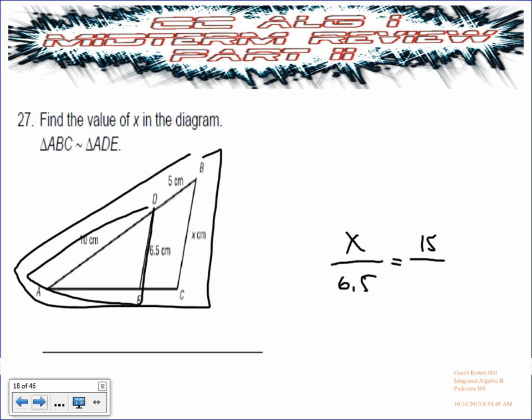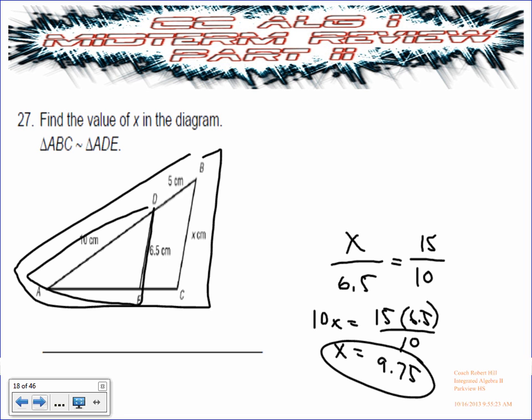Too often, people will see that 5 and think you use 5 to help you find it. You don't. You say X is to 6.5 as 15, the long side of the triangle, is to 10. So then it's 10x equals 15 times 6.5. Figure out whatever 15 times 6.5 is. 97.5. So x equals, divided by 10, 9.75. Great job on that problem.